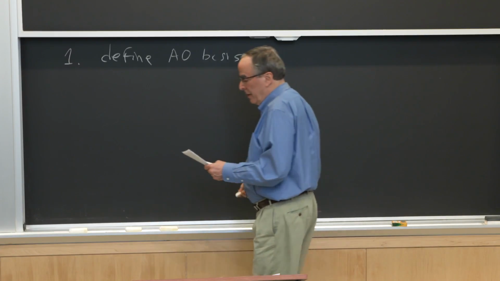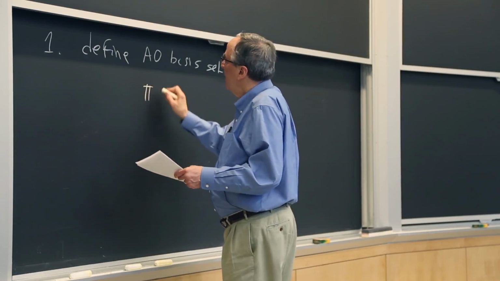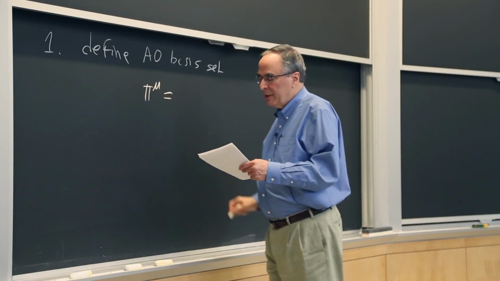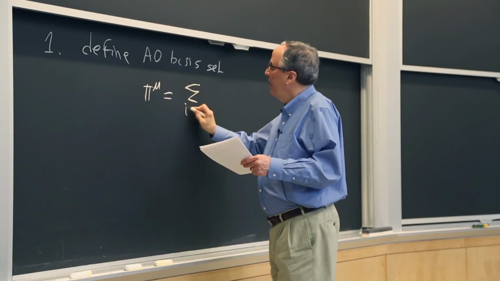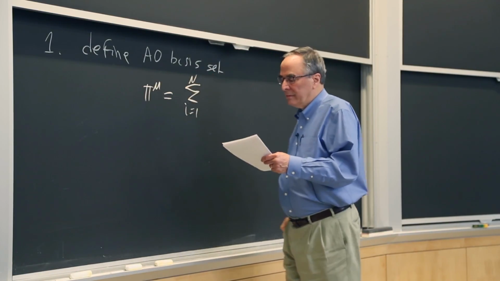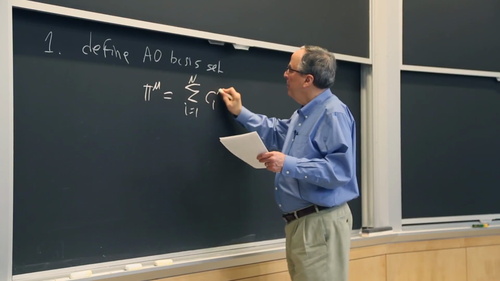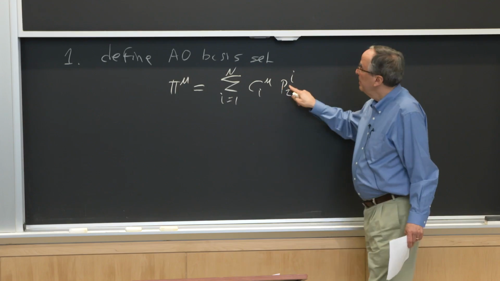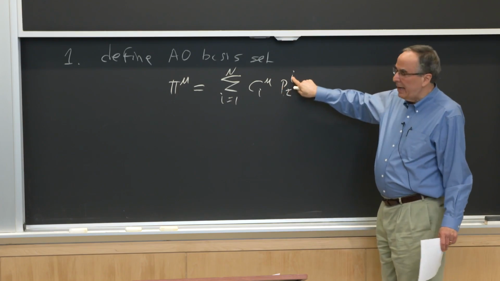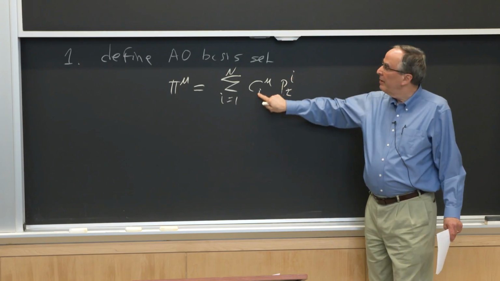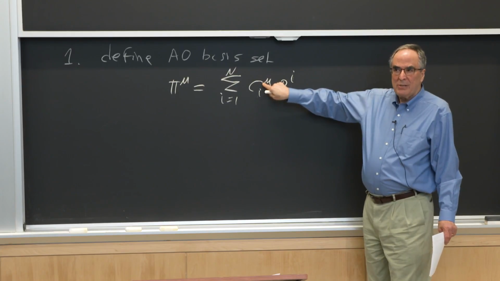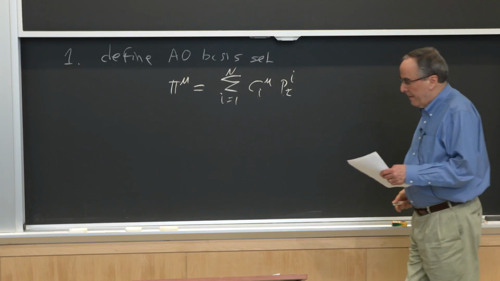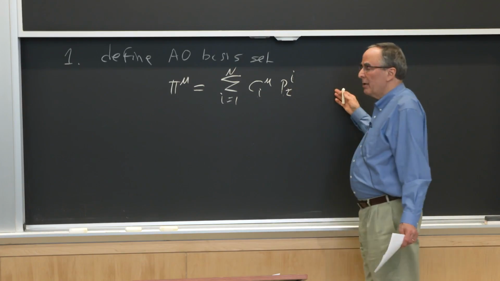And so we can have a molecular orbital, which is the sum from i equals 1 to n of c_i times pz_i. So this is the pz orbital on the ith atom. This is the coefficient for it for this particular linear combination. Okay, so we have a bunch of molecular orbitals.